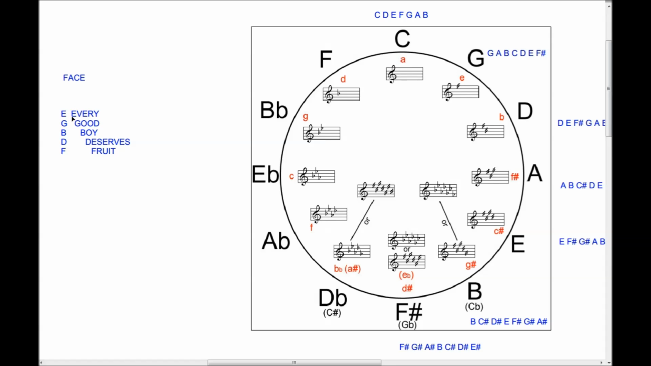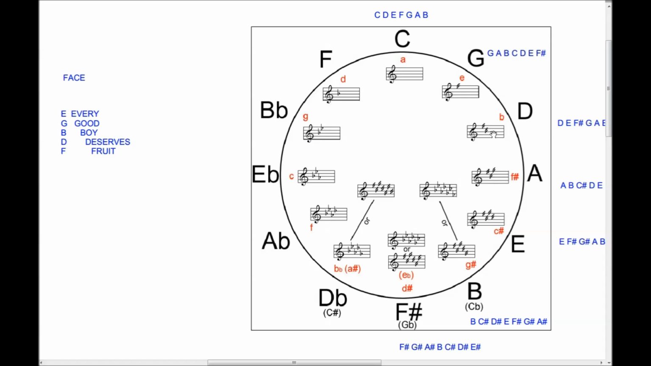And then this acronym spells out the notes that fall on the lines on the treble clef. Every good boy deserves fruit. So starting from the bottom, every good boy deserves fruit. Now those notes are the ones that fall on the lines, and the FACE acronyms are the ones that fall in between the lines. So if we move around, we know that it's every good boy deserves fruit. So this note will be the F sharp.